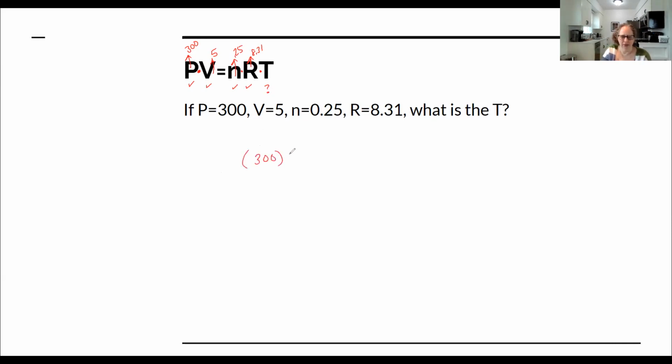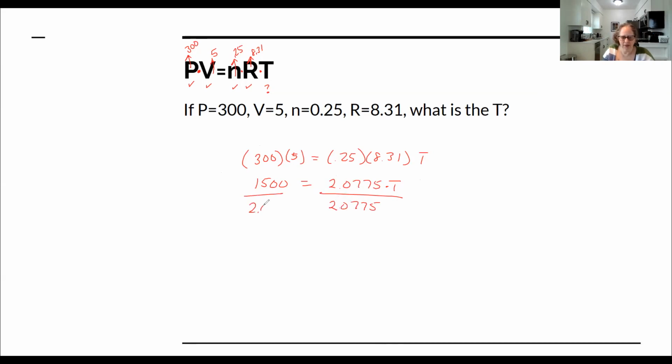So let's just rewrite that same thing: 300 times 5 equals 0.25 times 8.31 times T. This is a single equation and one unknown. First job, always combine like terms. 300 times 5 on the left is 1,500. 0.25 times 8.31 on the right is 2.0775. It's connected to the T with multiplication, so we have to divide.